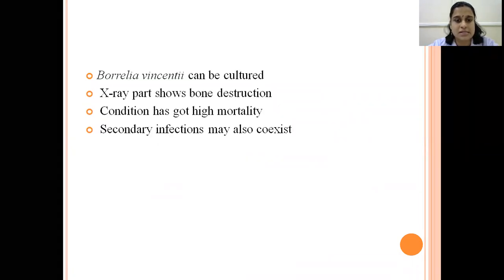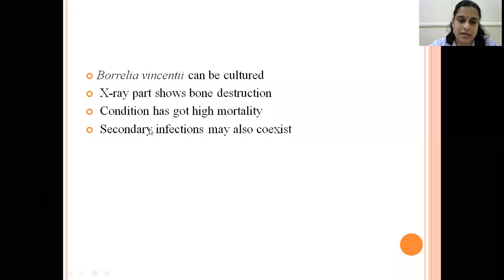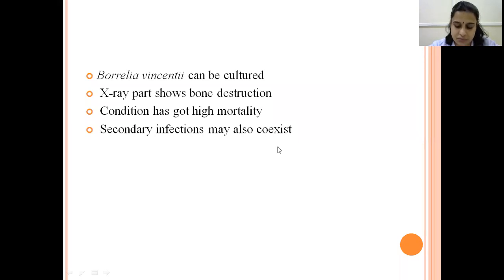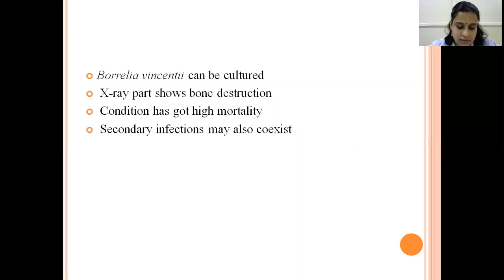Again, how do you diagnose this condition? Take a swab from the involved area and you can confirm the presence of Borrelia vincenti organism. Take an X-ray of the involved region, and you get to see the involvement of the bone and there is destruction. There may be secondary infections also. This is usually seen in sub-Saharan countries and underdeveloped countries. It has a very high mortality.